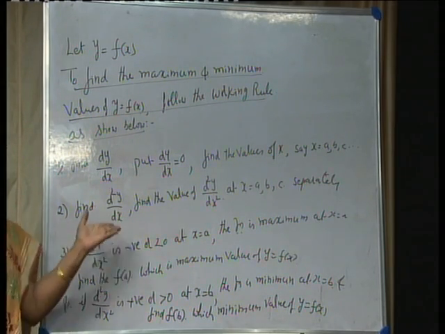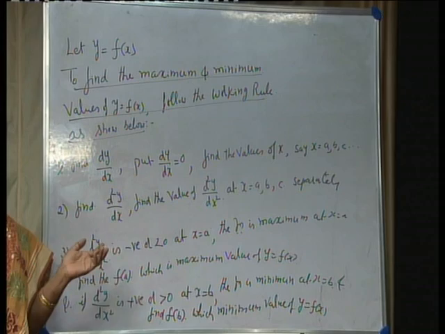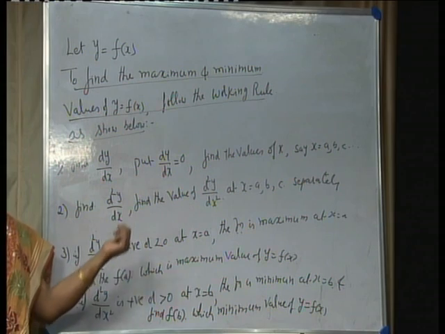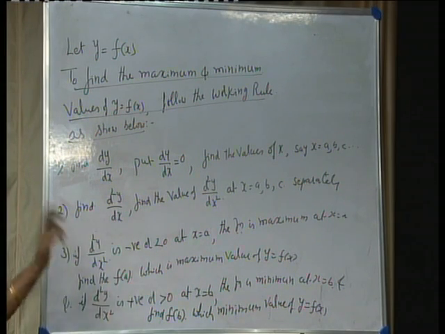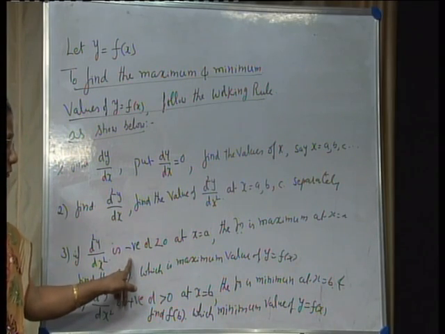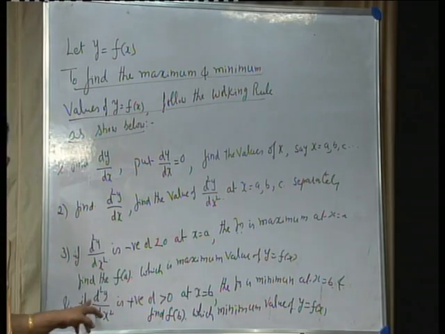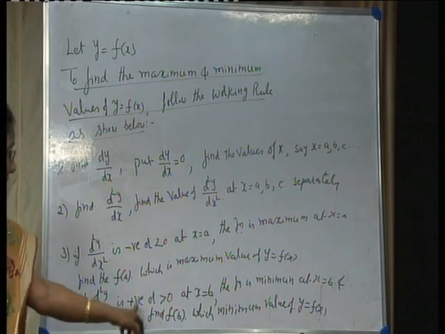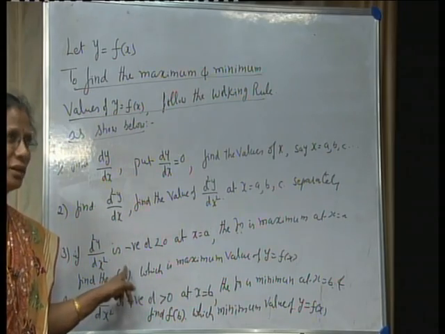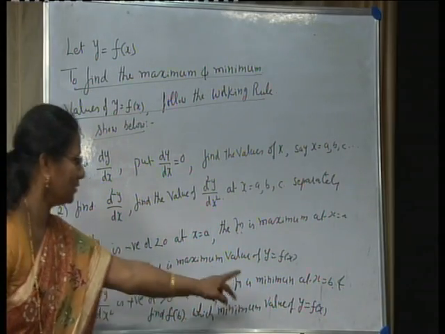Third step, if the second derivative is positive or greater than 0 at the particular value, then the function is said to be minimum at that point. You have to remember when it is maximum and when it is minimum. If the second derivative value is negative, then the function is maximum. But if the second derivative is positive, at that point the function is minimum. Whenever negative, you get maximum; positive, you get minimum.